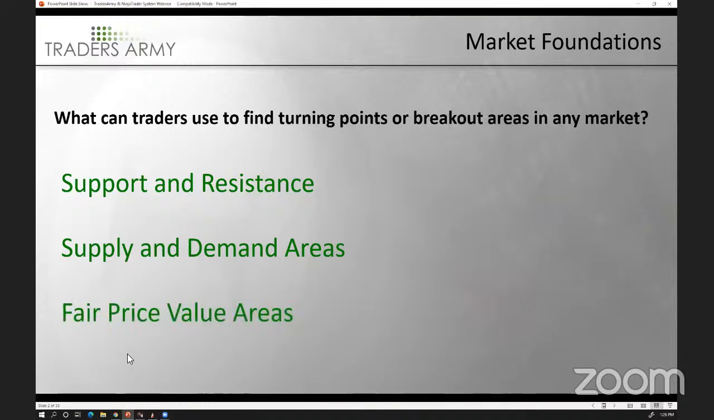And then something that very few people are talking about is understanding the idea that there are fair price value areas where price, like a magnet, tends to always go back to, right?